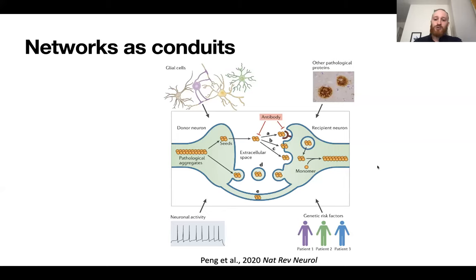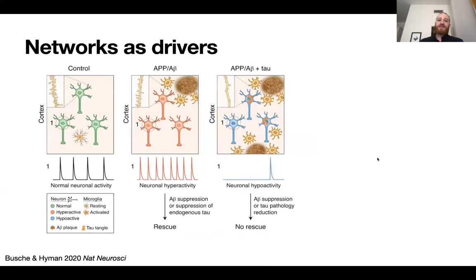Because of that, it's important to consider other possibilities for how networks are actually influencing what's going on. One idea is that networks themselves might participate in driving the disease progression. This idea has been around for a while, but I think it was nicely summarized in this Busche and Hyman review. One of the main elements that's important to know here is that at the cellular level, the presence of amyloid seems to facilitate hyperactivity of neurons that are nearby, and this causes a hyperconnectivity of neuronal networks in those areas.